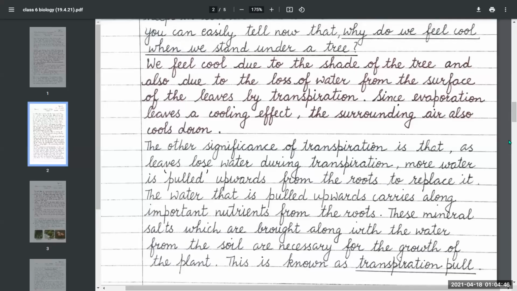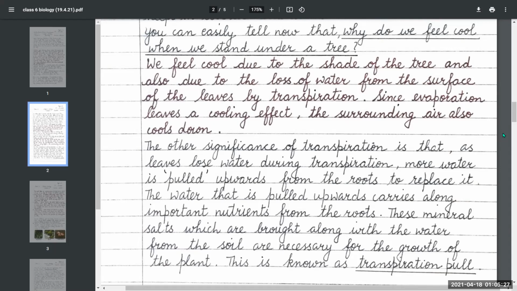You can easily tell now why we feel cool when we stand under a tree. We feel cool due to the shade of the tree and also due to the loss of water from the surface of leaves by transpiration. Since evaporation leaves a cooling effect, the surrounding air also cools down.